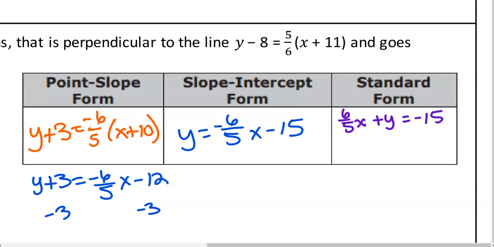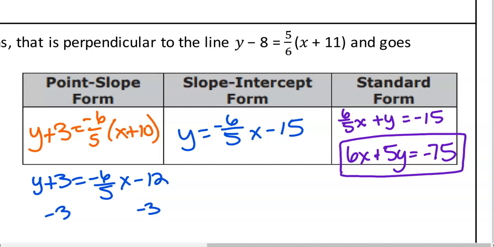And if I want to get rid of that fraction, what do we do? Multiply by 5. That moves it out from here. 6x plus 5y, what is this, -75? Like that. Remember, standard form is nice, especially when it's written like that with no fractions, because you can find your x and y intercepts, right? So that's why we like to eliminate that denominator if we can.